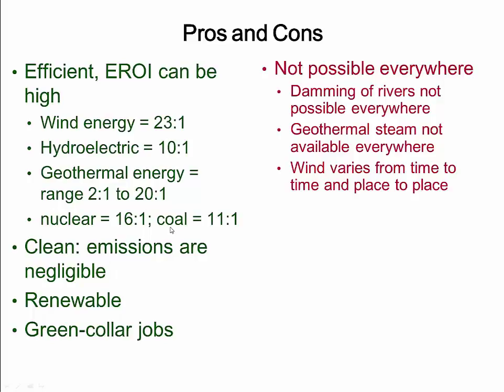And compare this with nuclear power and coal power. Nuclear power has an EROI of 16:1. For every unit of energy invested, we get 16 units of electricity. And for every unit of energy invested for a coal-powered plant, we get 11 units of electricity.